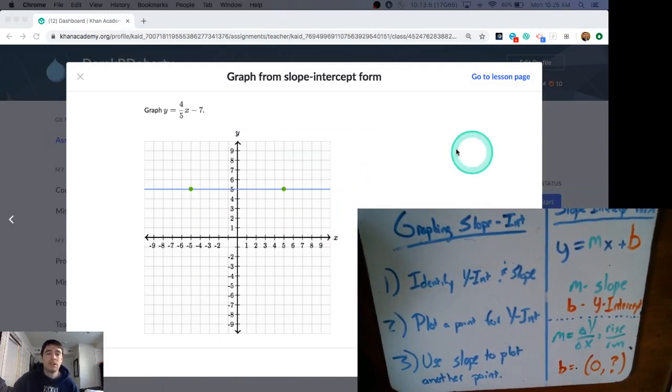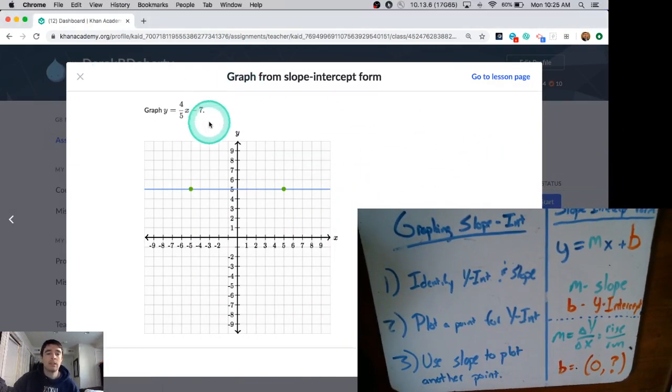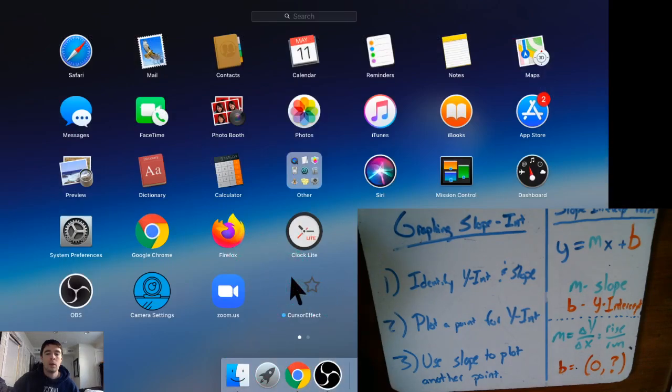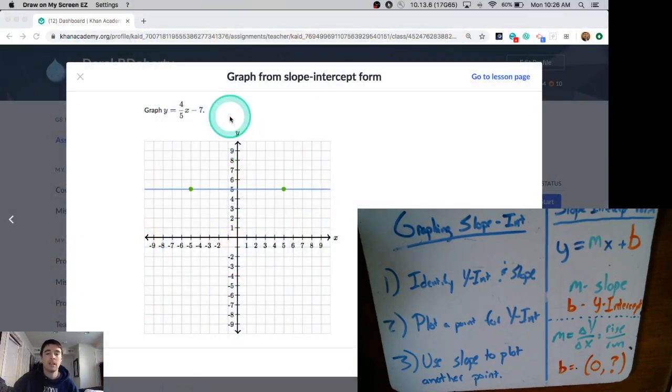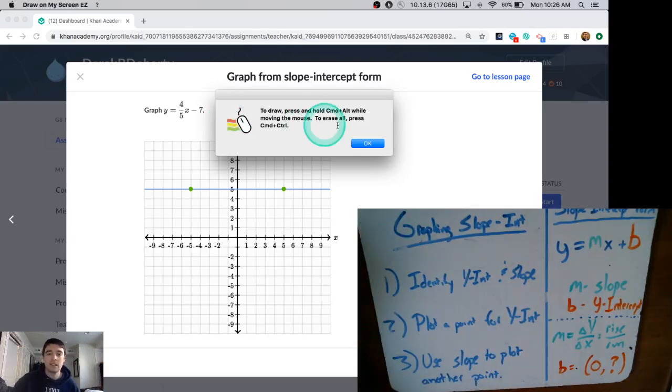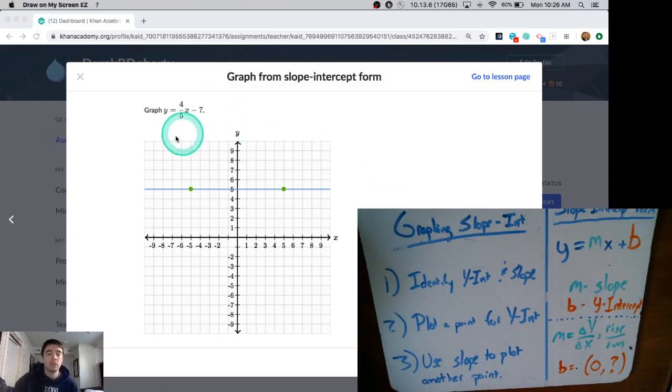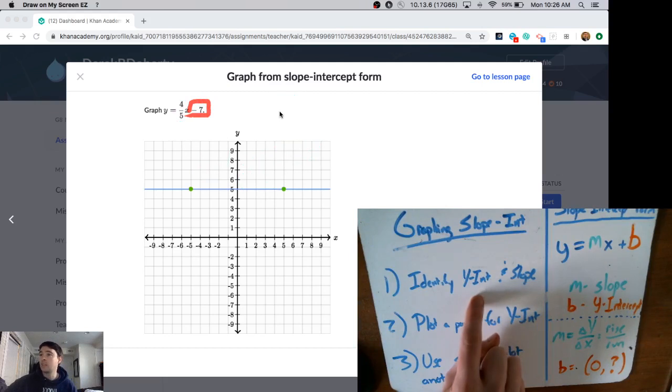Here, the equation that we're taking a look at says to graph y equals 4/5 x minus 7. So I see the equation y equals 4/5 x minus 7. The first thing I'm going to do is identify the y-intercept and the slope. Our y-intercept is right here, this -7 that I'm putting a box around. That's our y-intercept. It's the b. It's all by itself. It's not multiplied with x. So that tells me I've identified my y-intercept.